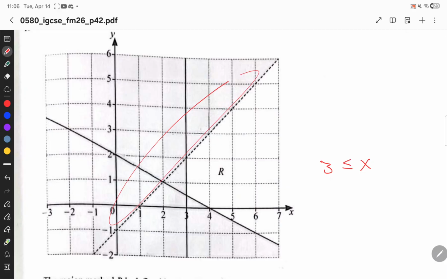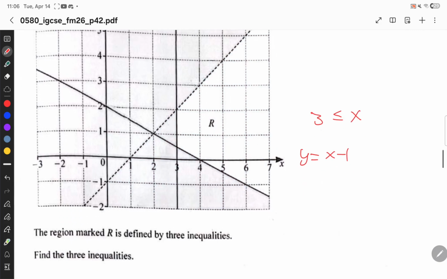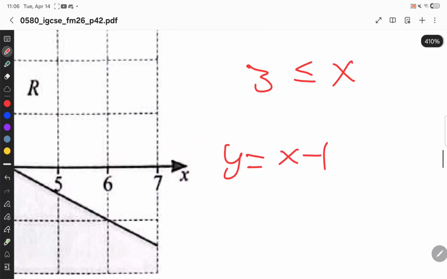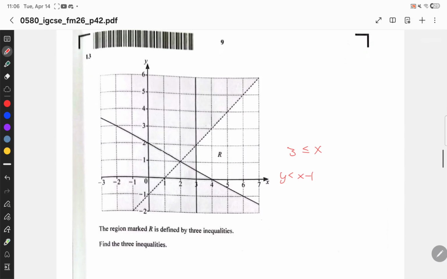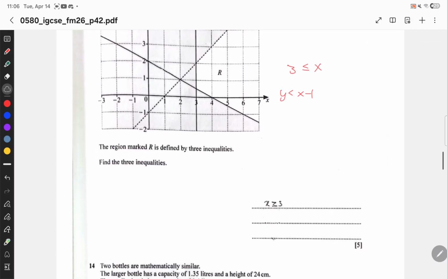Next is this region. For this one, the equation is y is equal to x minus 1, and the area is below it. So y should be less than this. Now we do not have the equals because this is a dotted line. So y is less than x minus 1.